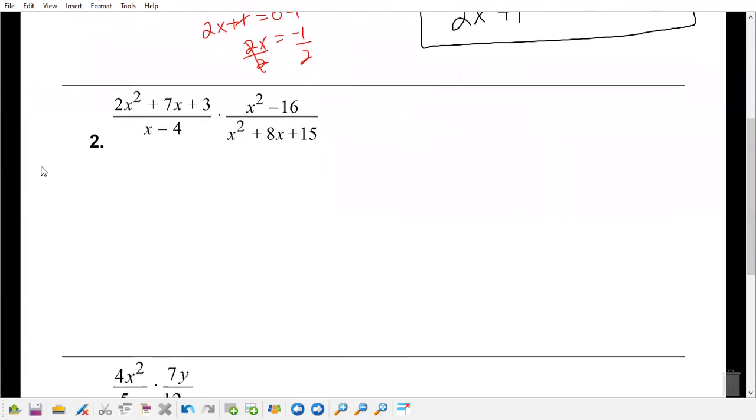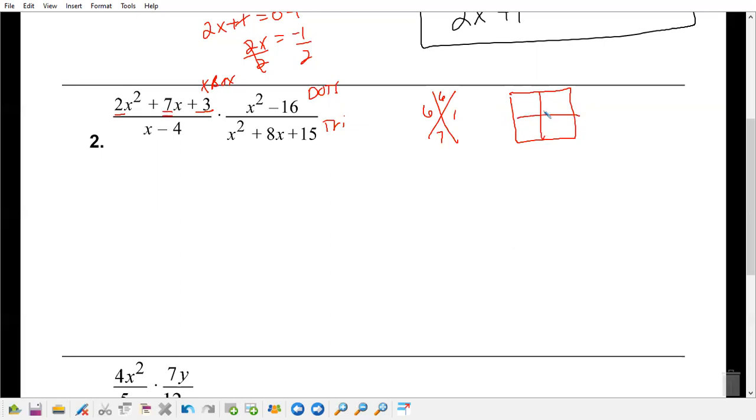So we have 2x squared plus 7x plus 3 divided by x minus 4 times x squared minus 16 divided by x squared plus 8x plus 15. So this is an X box. This is difference of two squares. This is a simple trinomial. Okay. So let's just go ahead and do the X box. So looking at X box, we're looking at what multiplies to give me 6, but adds to give me 7. That's pretty easy. 6 and uno.